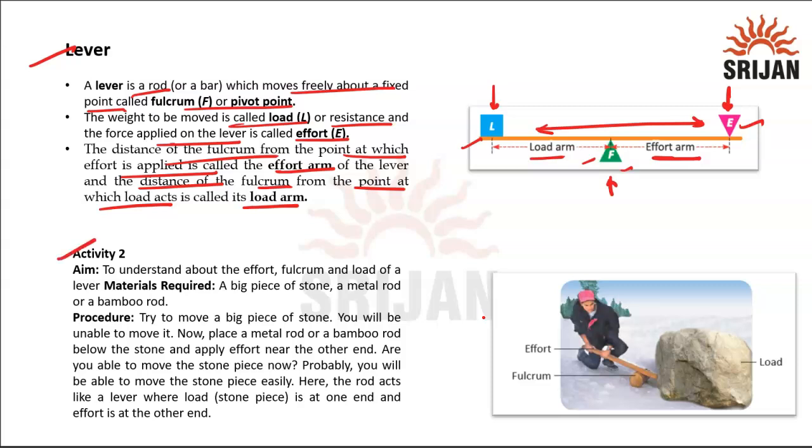With this activity also you can see the same thing. To understand the effort, fulcrum, and load of a lever, we need materials like a big piece of stone and a metal rod or a bamboo rod, which you can see here. What you need to do is, you want to move a big piece of stone, but you will be unable to move it. Obviously it is very big, so you will place a metal rod or a bamboo rod below the stone and apply effort near the other end.